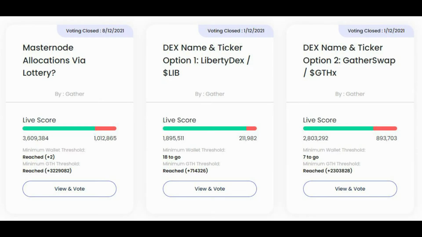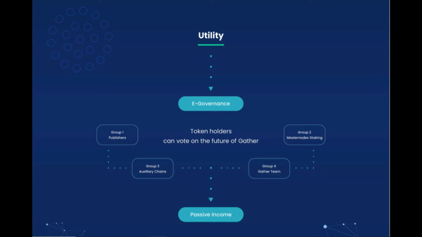GTH token holders can vote on the future of Gather through governance. In any changes that the Gather team proposes, which goes in for a vote, token holders can vote towards an outcome. Publishers benefit from receiving GTH token by sharing their processing power. They receive the GTH token as a reward.